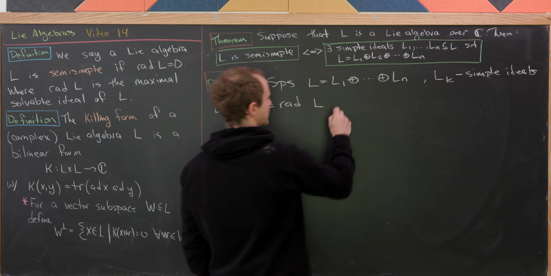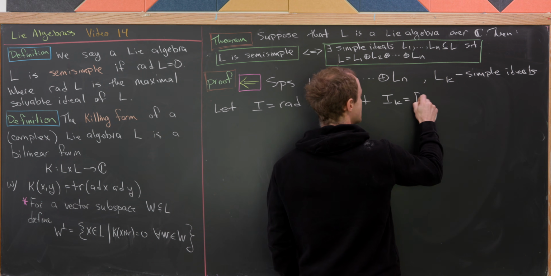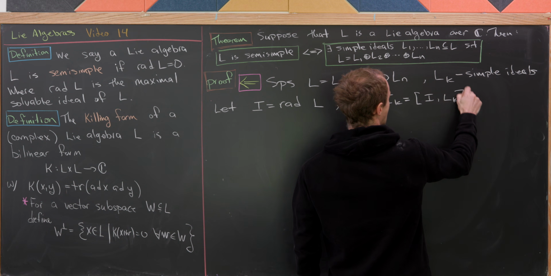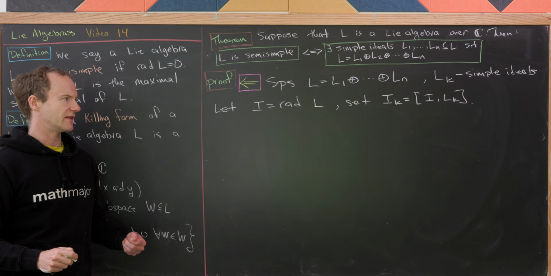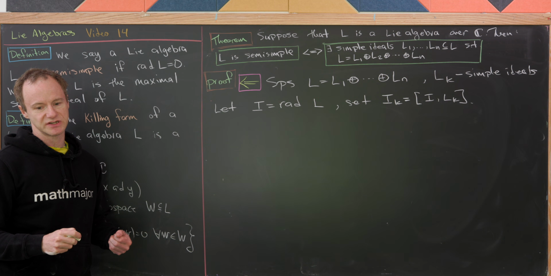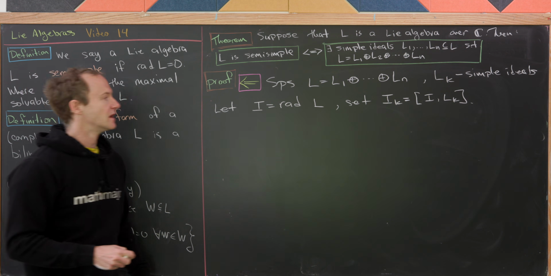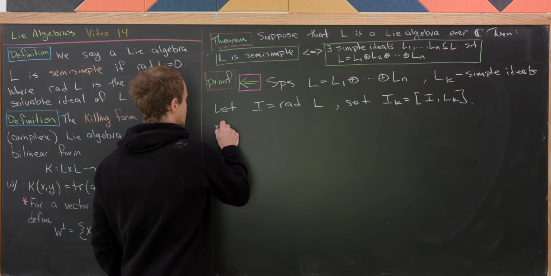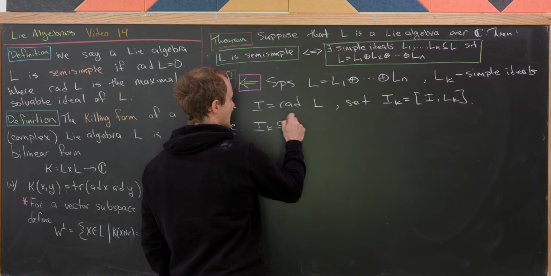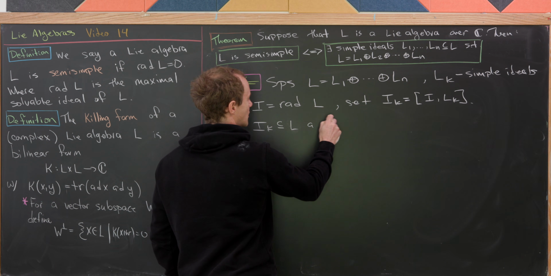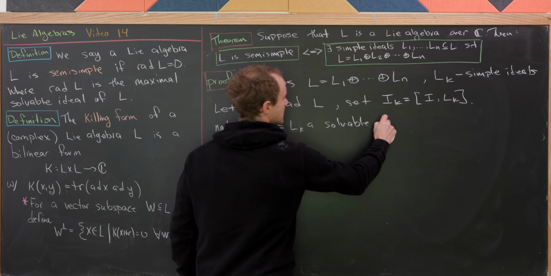And then next up, let's set I sub k equal to the bracket of I with L sub k. We can most definitely do that. That's just the bracket of two ideals, which is a new ideal. That's something that we showed a long time ago. And then furthermore, let's note that I sub k is going to be a solvable ideal of L sub k. So there, we've got that.